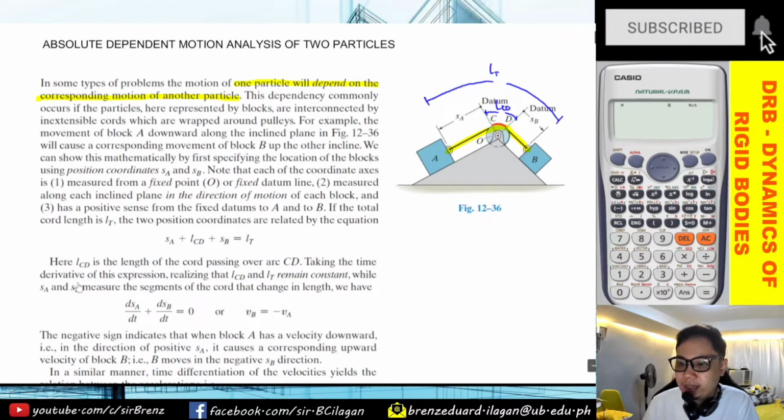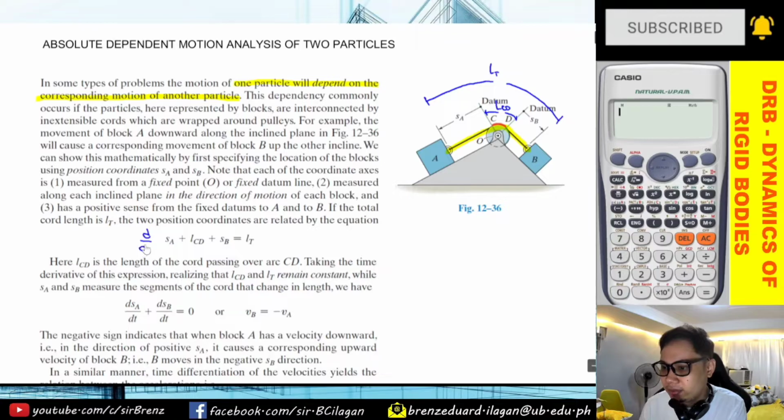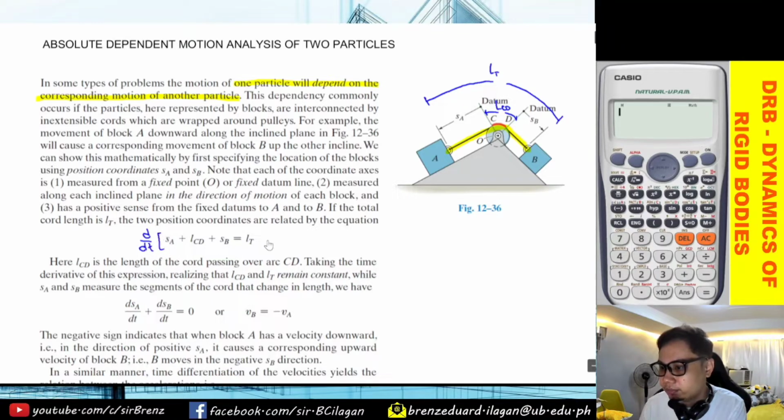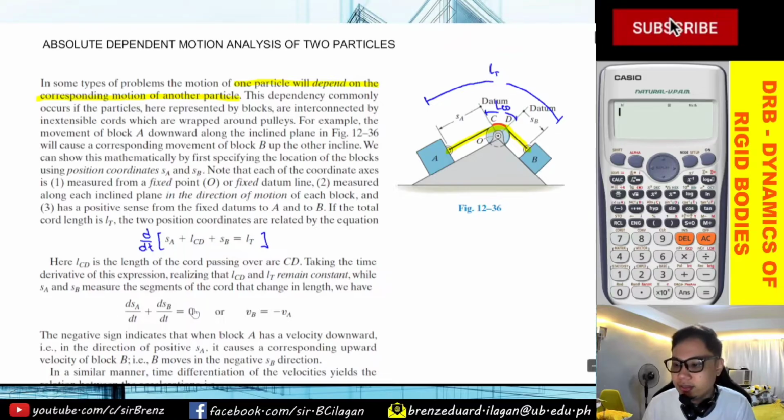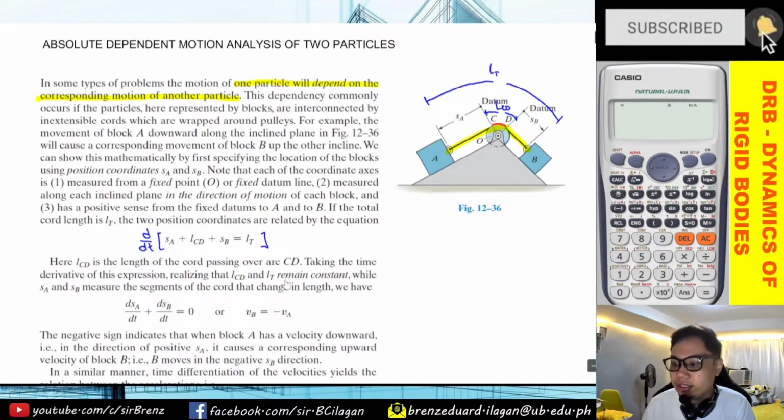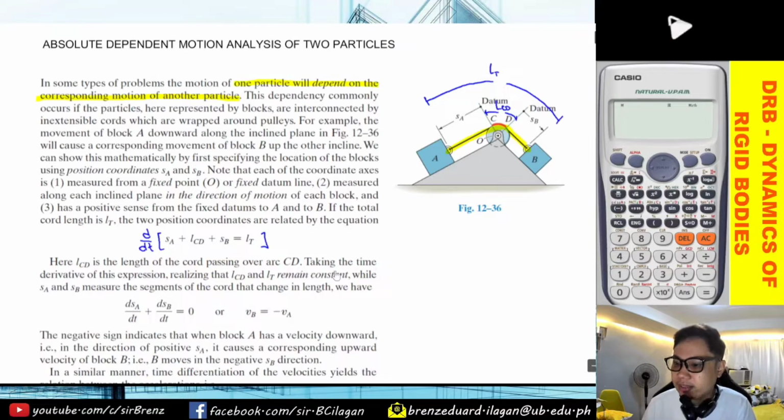Taking the time derivative of this expression. So, kapag dinerivative mo 'tong equation na 'to with respect to time, ito yung kalalabasan nating equation. Okay? So, again, ang L sub CD, yung total length ng chord, remains constant. So, that is considered as constant. Again, derivative of a constant is equal to 0. So, matitira na lang sa equation natin ay, eto na siya.